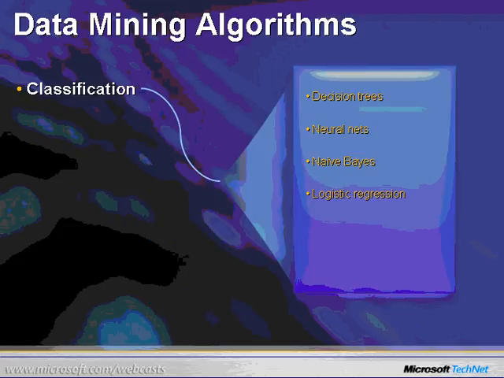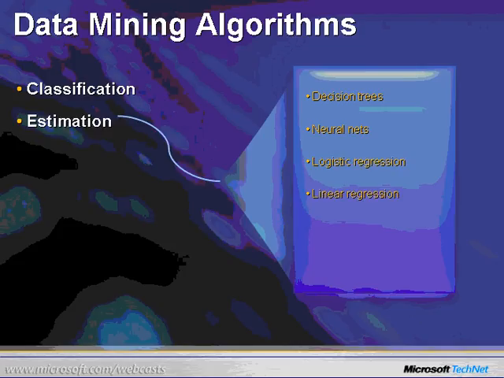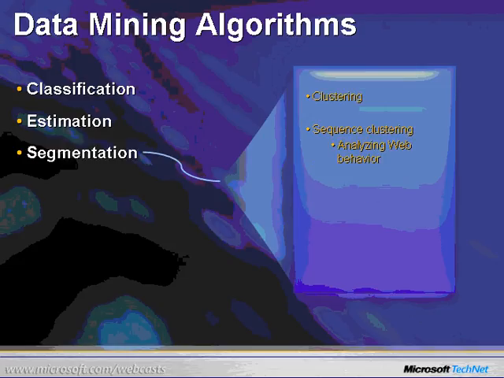Earlier in the presentation, we discussed different data mining tasks. Now we can correlate the data mining algorithms with each task. Classification uses decision trees, neural nets, naive Bayes, and logistic regression. Estimation can utilize decision trees, neural nets, logistic regression, and linear regression.